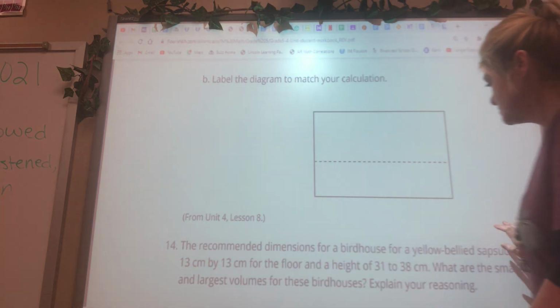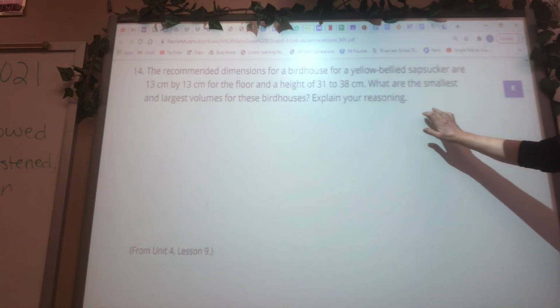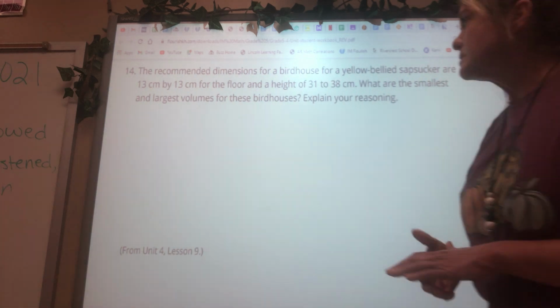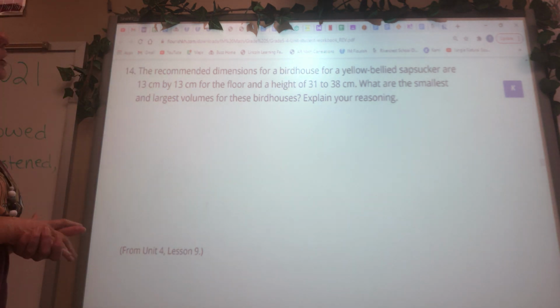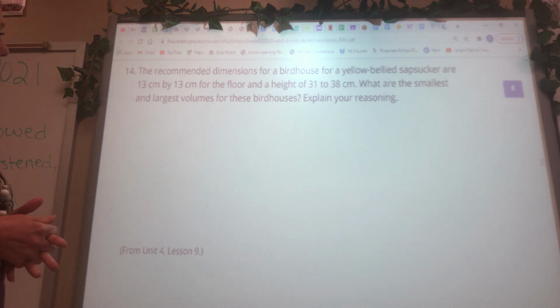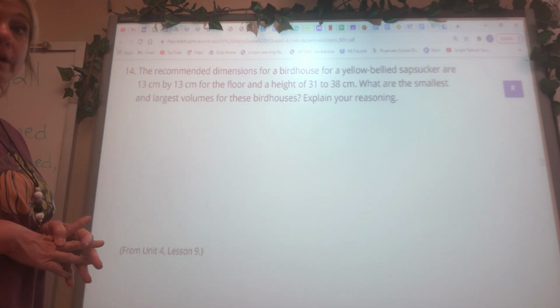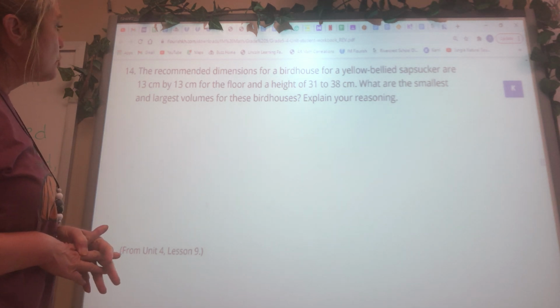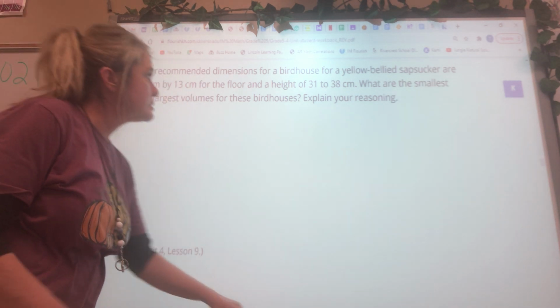Okay, next one. Y'all did really well on this when we did this in class. Remember our birdhouses? Okay, the recommended dimensions of a birdhouse for a yellow-bellied sapsucker are 13 centimeters by 13 centimeters for the floor and a height of anywhere from 31 to 38 centimeters. What's the smallest and largest volumes for these birdhouses?